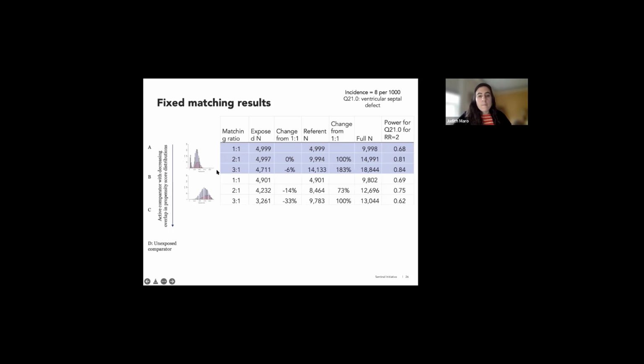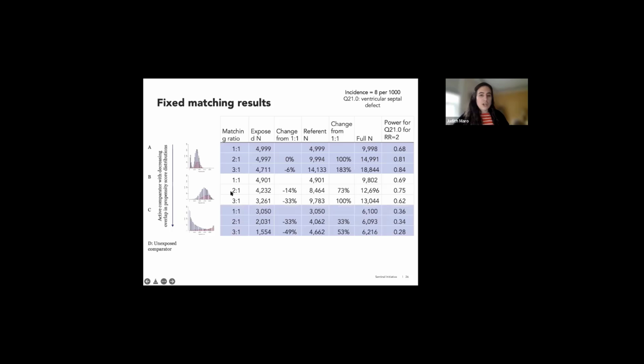Now, when we go to our mediocre overlap scenario, you could see that we are adding referent patients, but we're losing exposed patients more rapidly, because for every referent patient that we add, we don't necessarily have one for our entire population. So here you see power start to increase, but then quickly decrease again. And I'm assuming if we went down 4-to-1, we would just keep seeing it dive.